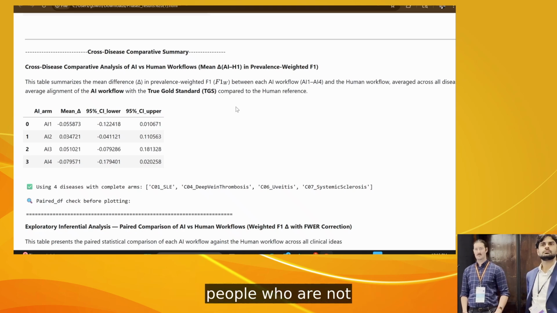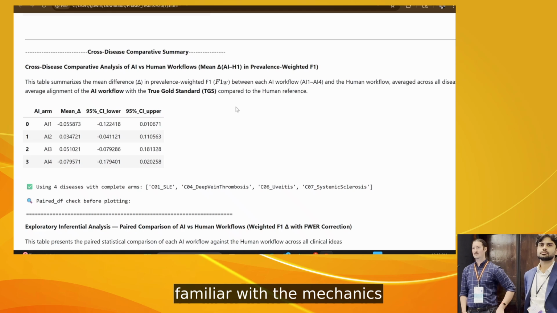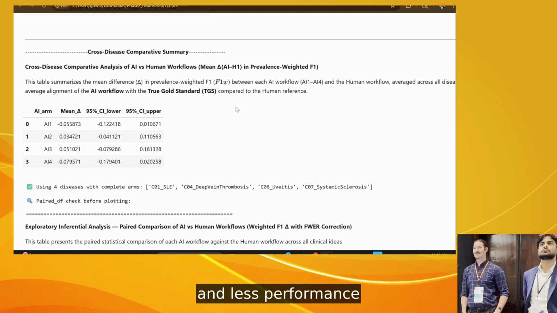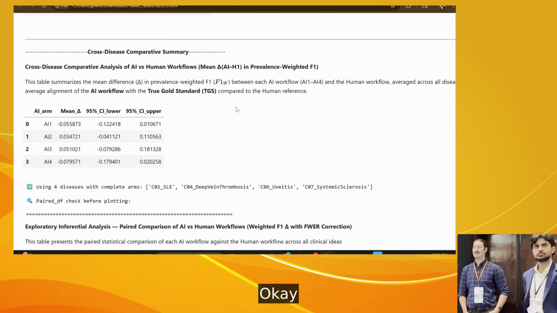Also, for people who are not familiar with the vocabulary, we are masking some of the differences in the knowledge. We will run this on the source code. I think when we run things on source code, we'll see more disagreements and less performance, because sometimes Snowman masks certain differences.